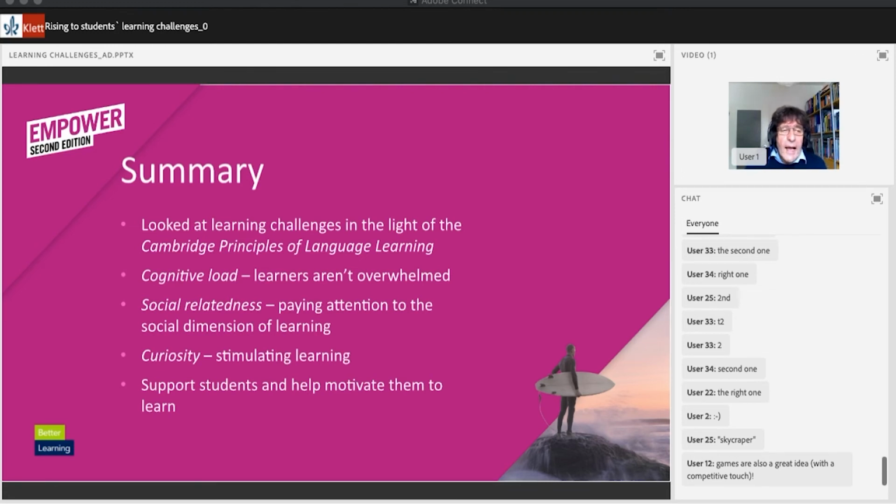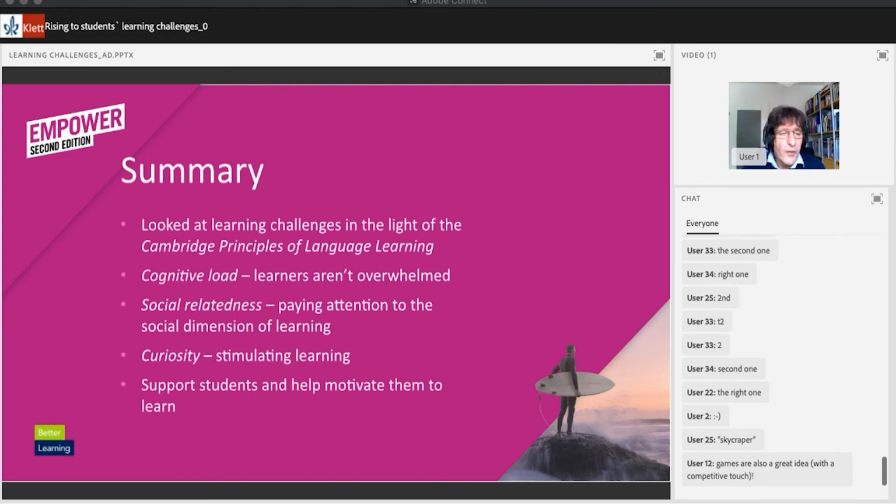Okay, that brings us to the end of this webinar. Here's a summary of the different points we ranged over. We looked at some of the learning challenges that we know learners have in the light of the Cambridge Principles of Language Learning, and we looked at how research and theoretical insights can be drawn on and matched against our own gut feeling, experience or intuitive knowledge as teachers.